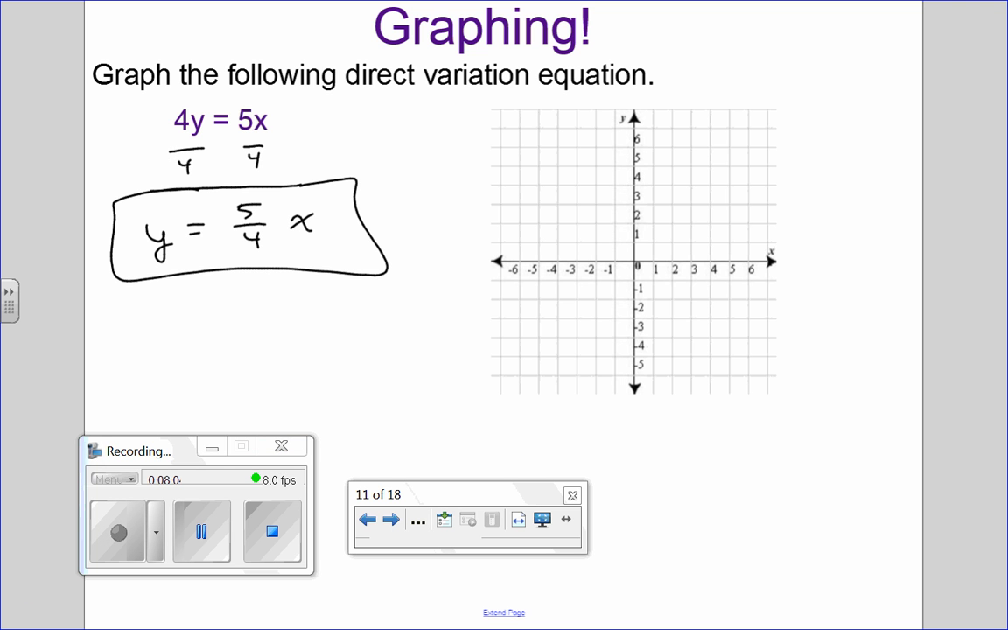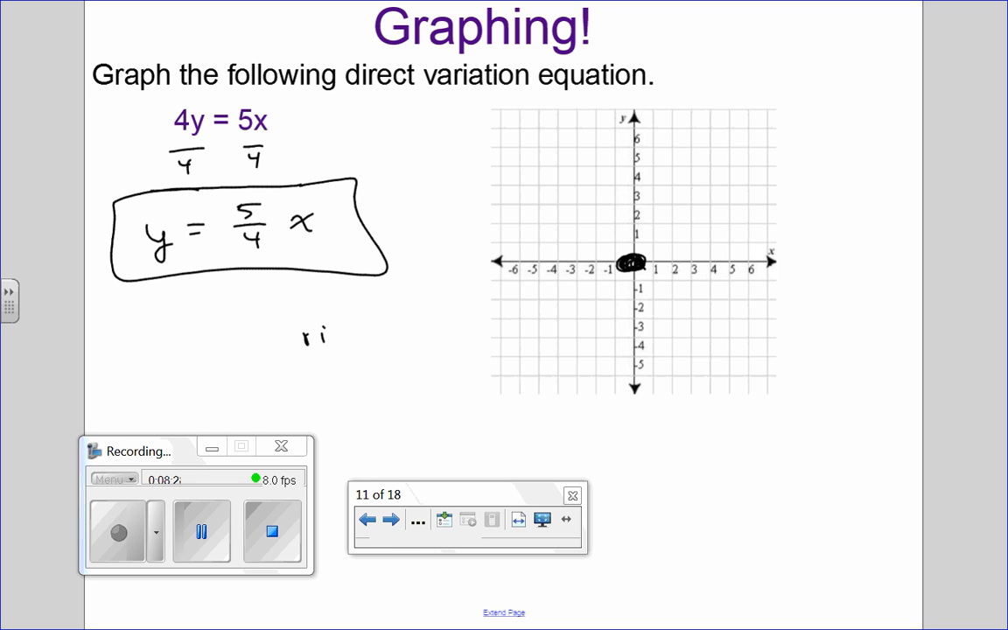Now these are going to be a piece of cake to graph because where's that y-intercept? Yeah, so every single direct variation equation that we have to graph will start at 0. How easy is that? Let's make our starting point at 0, 0. Now, how are we going to do our slope of 5/4? Jose?